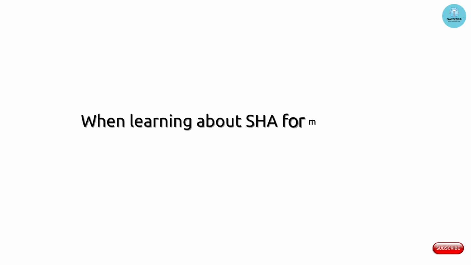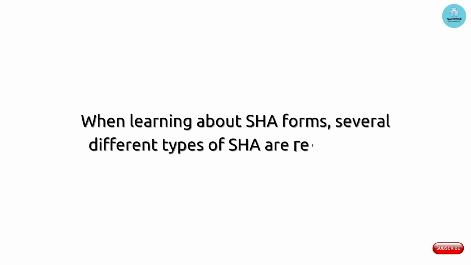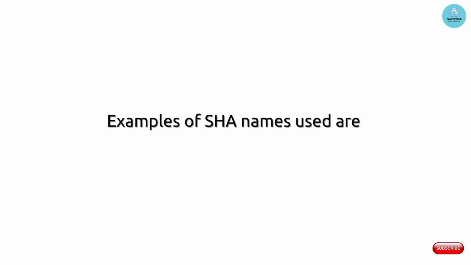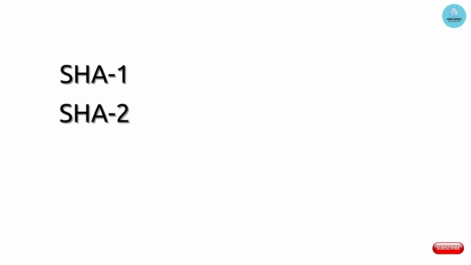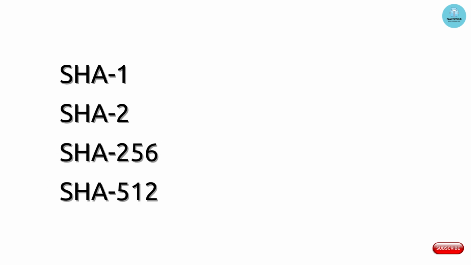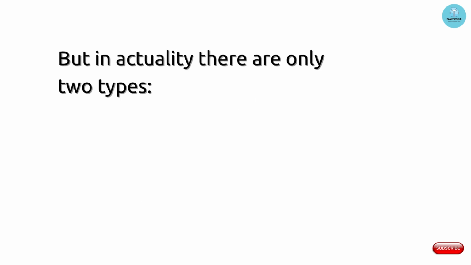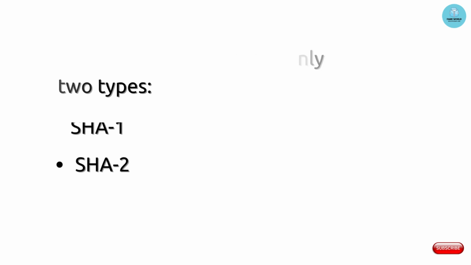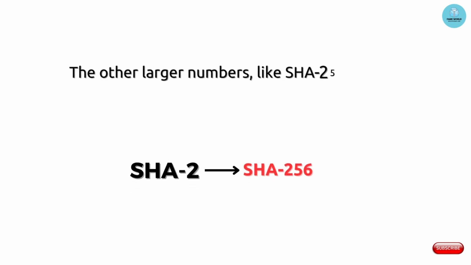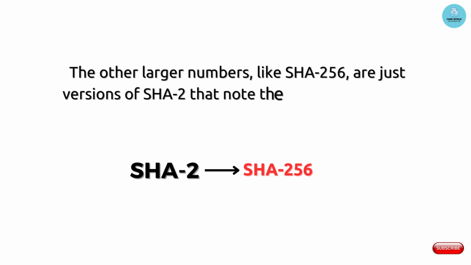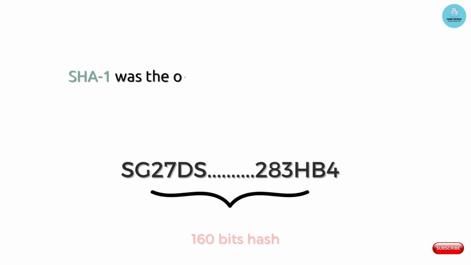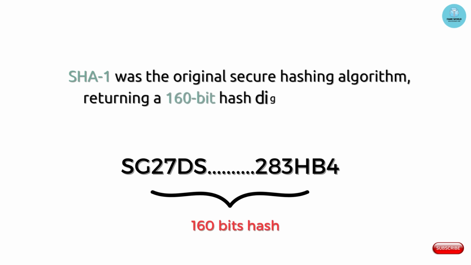Different forms of SHA. When learning about SHA forms, several different types of SHA are referenced. For example, SHA names in use are SHA1, SHA2, SHA256, SHA512, SHA224 and SHA384. In actuality, there are only two types, SHA1 and SHA2. The larger numbers like SHA256 are just versions of SHA2 that note the bit length of SHA2. SHA1 was the original secure hashing algorithm, returning a 160-bit hash digest after hashing.